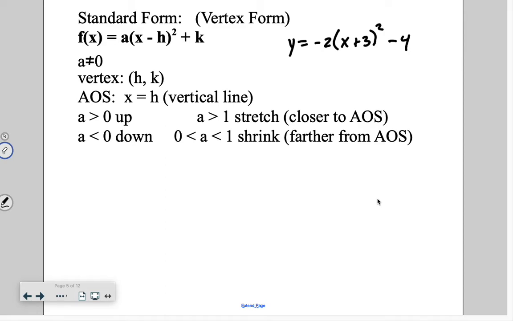Closer to the axis of symmetry means more narrow. Further away means it's wider. Okay.